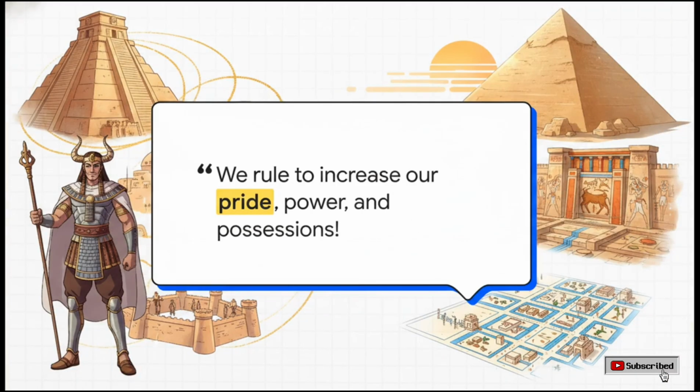Now, what's really fascinating here is just how fast human ambition took over. Up until this point, pretty much every city had its own king. But a ruler named Sargon looked at that setup and thought, well, that's incredibly inefficient. According to our sources, his philosophy was brutally simple. Kings don't rule for the benefit of the people. They rule to increase their pride, power, and possessions. And by conquering neighboring cities, Sargon built the first empire.